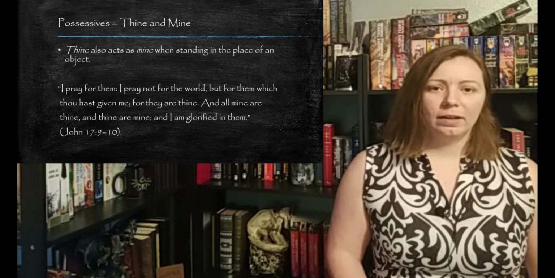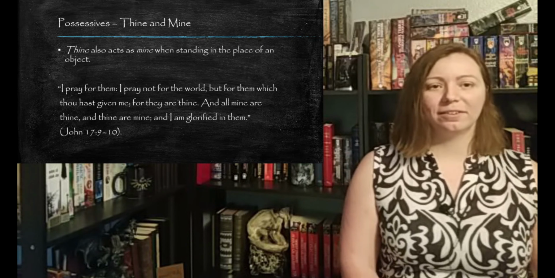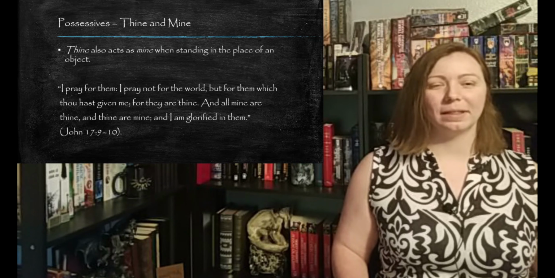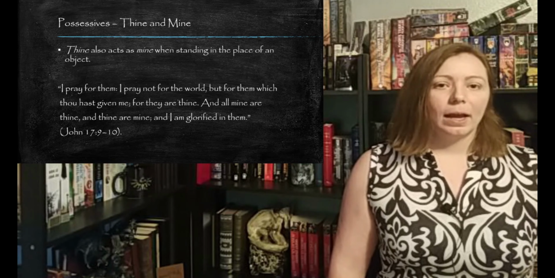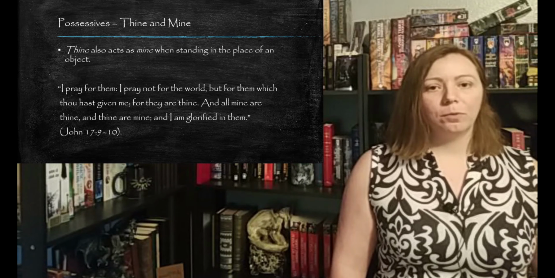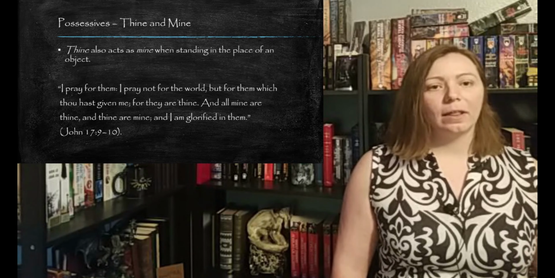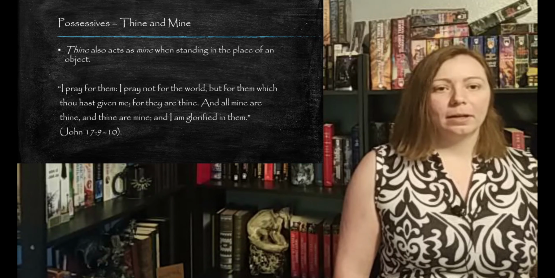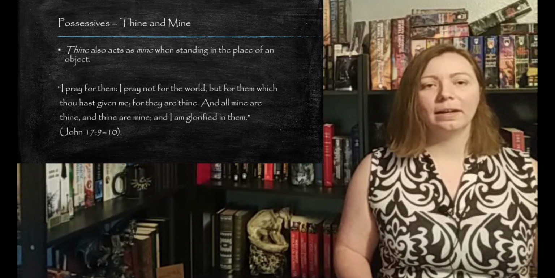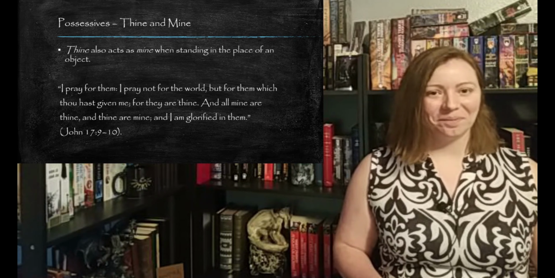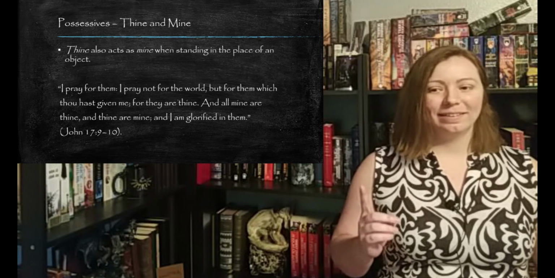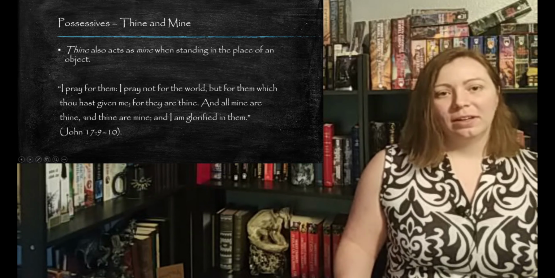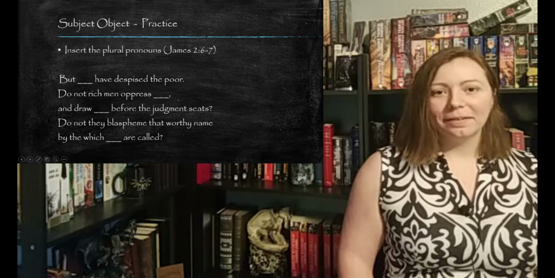So here's a quick verse. It uses this rule a lot, so I thought it was perfect for this grammar. I'm just going to read it to you so you're familiar with that usage. "I pray for them. I pray not for the world, but for them which thou hast given me. For they are thine, and mine are thine, and thine are mine, and I am glorified in them." So all those usages are "thine" and "mine," and it's exactly the same as how we would use it today, except we have that singular "you." In this case, we would say "yours" if it was plural. But you already know how to do that because you speak English.